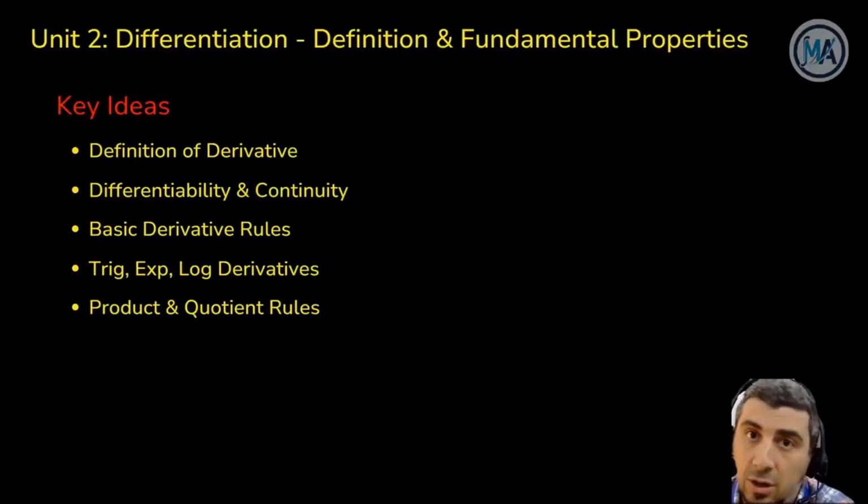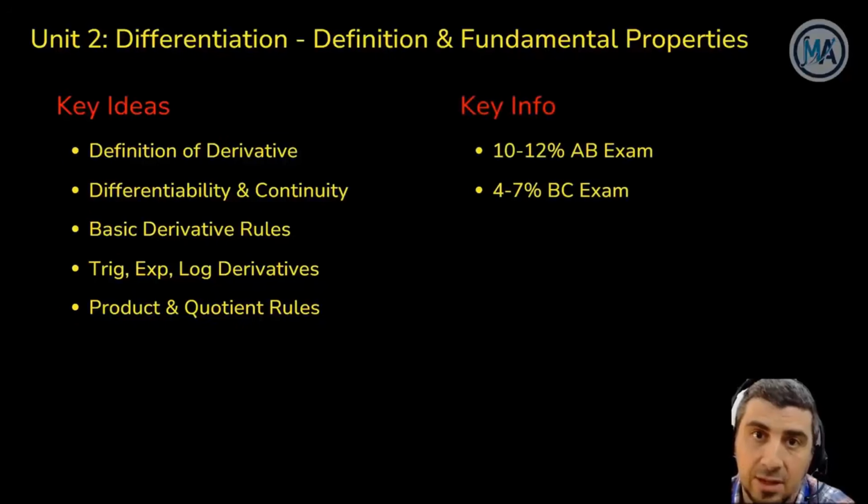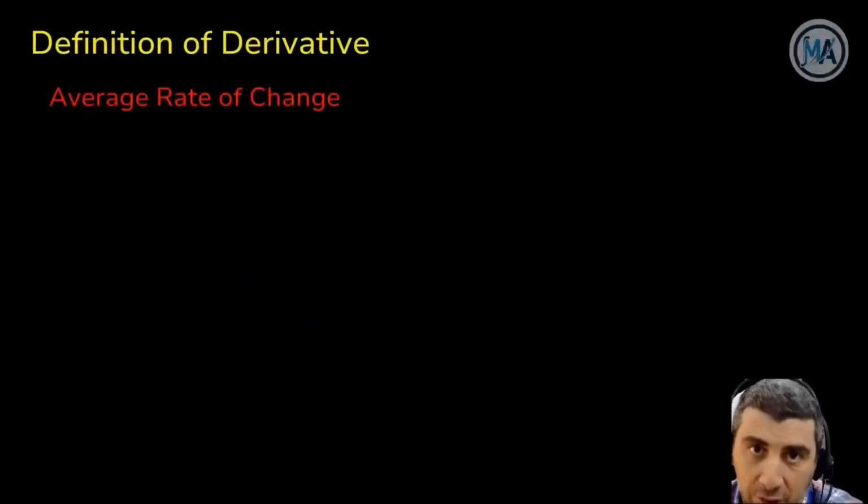I want to talk about a couple key ideas and important points. First, you're going to need to know the definition of the derivative. You're going to know the distinction between differentiability and continuity. You got to know the basic derivative rules, including the rules for trig, exponential, log, product, and quotient rules. Now, for the AB exam, this is going to take up about 10 to 12% of it. And again, for the BC exam, since that exam includes more content, Unit 2 is only going to take up 4 to 7%.